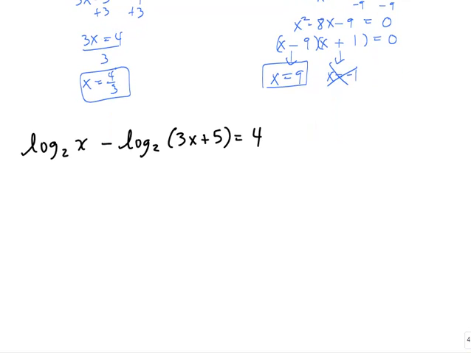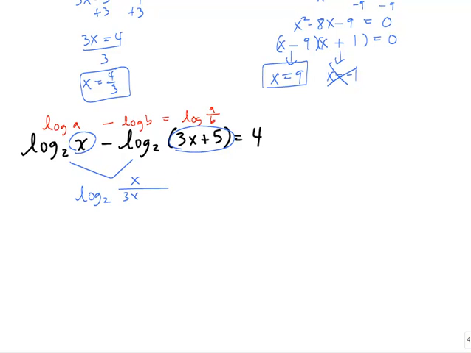Okay, in our last example, this time we have subtraction of two logs, and the property of logs that we're going to use at work here is that log of A minus log of B, when you're subtracting, that turns into division of their stuff. Not division of the two logs, but division of their arguments. So when I have log base 2 of x minus log base 2 of 3x plus 5, I can consolidate this into a single log base 2 with this x on top and this 3x plus 5 on the bottom.